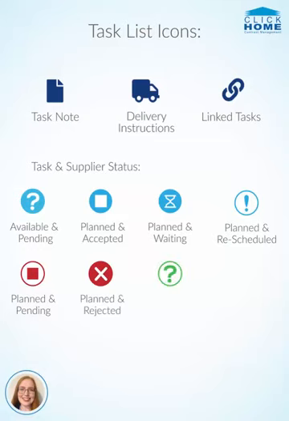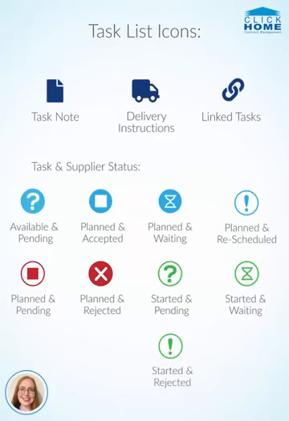The green outlined white circle with a question mark indicates that the task has been started, but the supplier is pending. The green outlined white circle, this time with the timer, shows that the task status is started, however, the supplier is waiting. The third green outlined white circle, but with the exclamation mark, indicates the task status is marked as started, but has been rejected by the supplier. And lastly, we have the green circle with the white tick. This means that both the task and supplier status have been marked as complete.